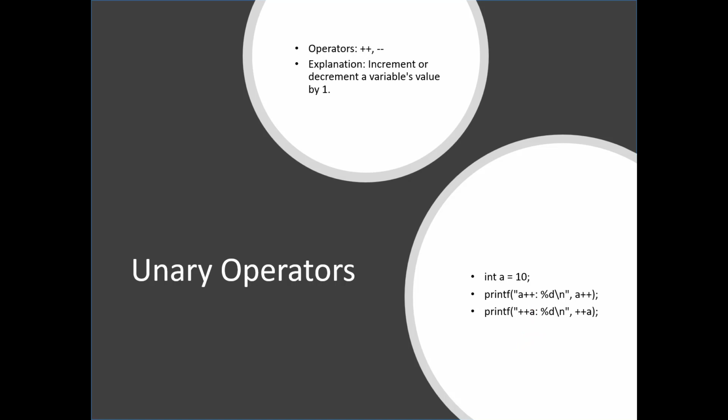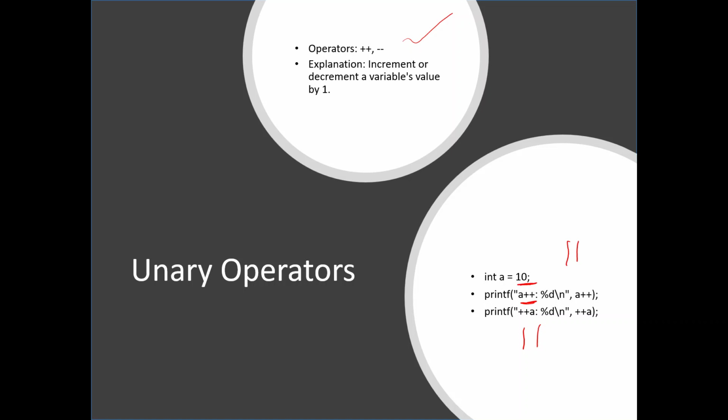Then we have the unary operator. The symbols of the unary operator are plus plus and minus minus. As we explained earlier, it can be used to increment or decrement a variable's value by 1. There are two types, as I discussed earlier, pre and post. You can see here we have int a equals 10. So a plus plus, what will it return? It will print 11. Plus plus a, what will it return? It will return 11. Do you think I am doing it right?